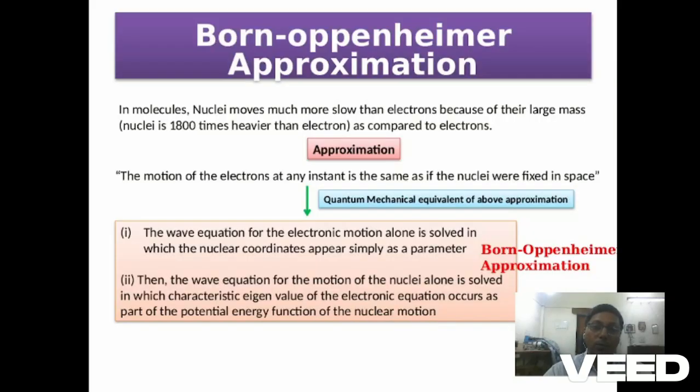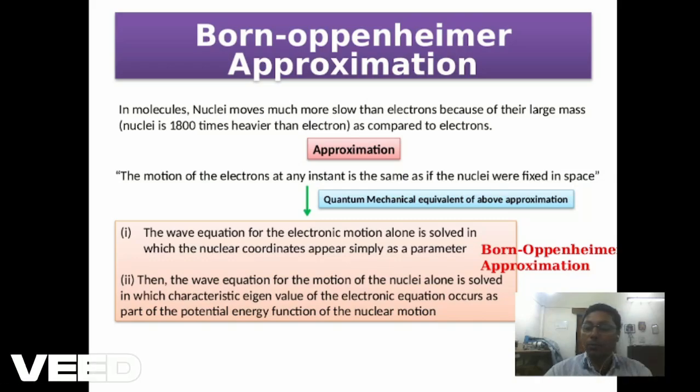So they proposed that in molecules, nuclei actually move much more slowly than the electrons because of the large masses of the nuclei. So they approximate that the motion of an electron at any instant is the same as if the nuclei were fixed in space. So when there is an electronic motion, let us suppose that an electron is moving from a lower energy state to a higher energy state, or a higher energy state to a lower energy state, at that instant the nuclei remain fixed in space because the nuclei are moving very slowly.